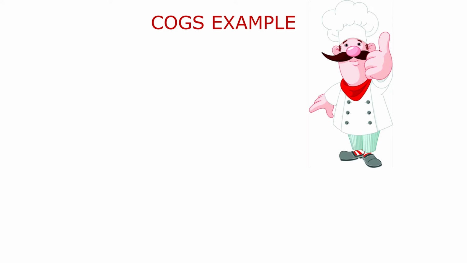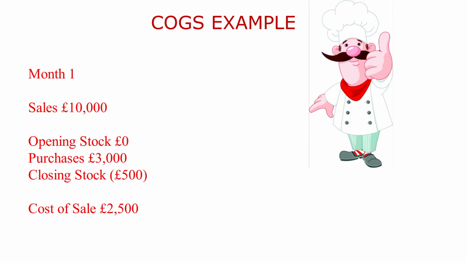Okay, so I'm going to take you through a proper example of how to work out your COGS figure. Let's start off with Mr. Bob, who's opened up a new restaurant, and we're going to see how COGS works for his business during the first couple of months of trading. In the first month, Bob had sales of £10,000, and he purchased food and drink this month for £3,000. He's gone to his local cash and carry and bought £3,000 worth of goods, and with these goods he's started selling in his restaurant and generated £10,000 of revenue.